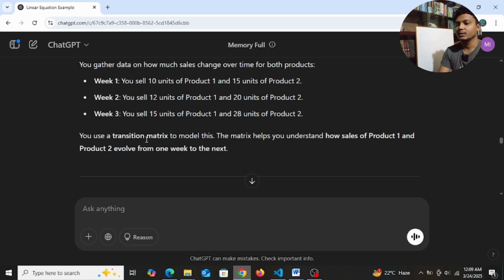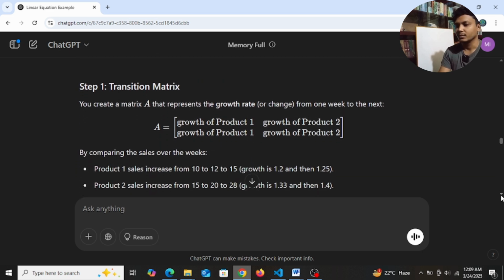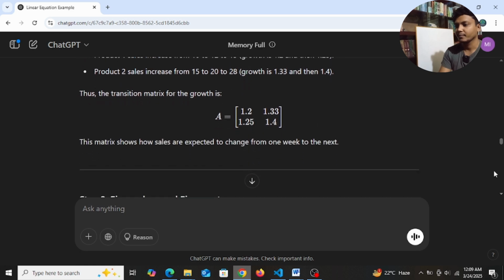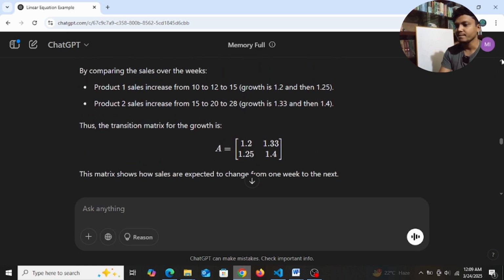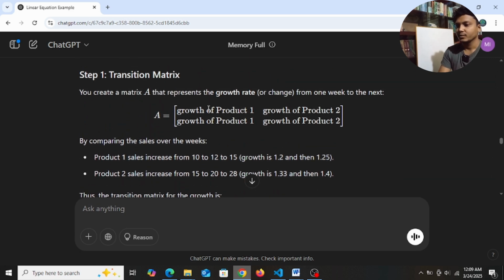So you use a transition matrix to model this. The matrix helps you understand how sales of product one and product two evolve from one week to the next. So, the transition matrix you see here: growth of product one, growth of product two.